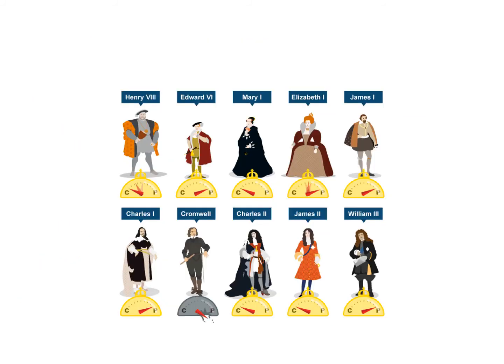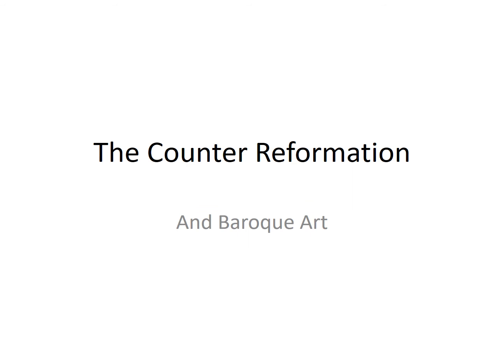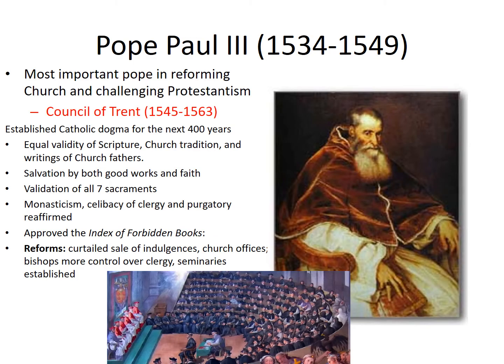Here's another visual showing you the kings and where they stood on Catholic versus Protestant, and it goes all the way through William III. The Counter-Reformation and Baroque art in this section. Pope Paul III is probably the most important pope in reforming the church and in challenging Protestantism. Remember, the Catholic Counter-Reformation was a two-pronged effort. It was a reformation of the Catholic Church, but it was also a counterattack on Protestantism.